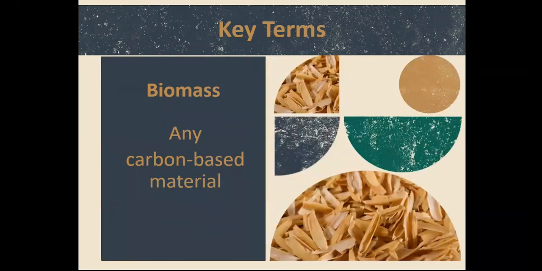Also, we're going to be talking a lot about biomass. And biomass is just any carbon-based material. And so that could be leaves, sticks, manure, compost. There are a lot of different carbon-based materials. But for the purposes of this training, we'll be talking about waste material that we find on the farm. And that's what we want to use to make our biochar.